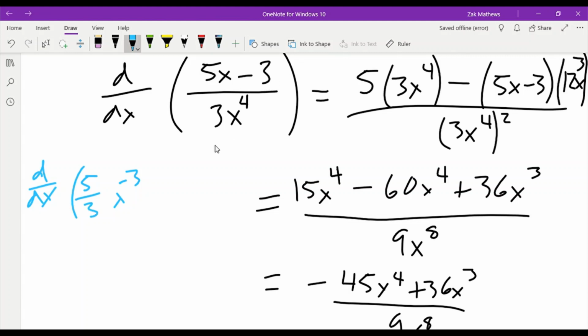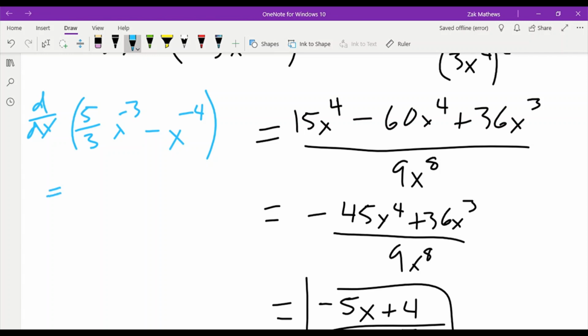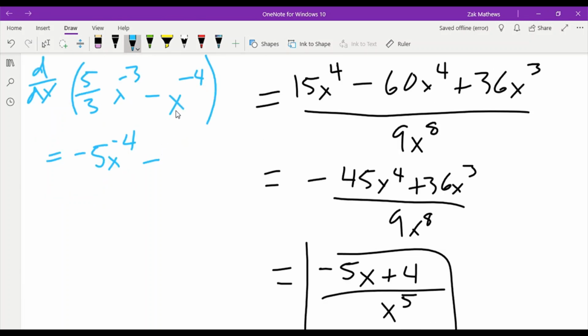And then here, negative 3 over negative 3 will just be negative 1, and x will be to the negative 4 there. So then if we apply our difference rule with our constant multiple rule and our power rule, negative 3 multiplied to the 5/3 will be a negative 5. X will be to the negative 4 now. And when we take the derivative of the negative x to the negative 4th, we multiply the negative 4 to the negative 1. That'll give us plus 4. And x will now be to the negative 5th power.